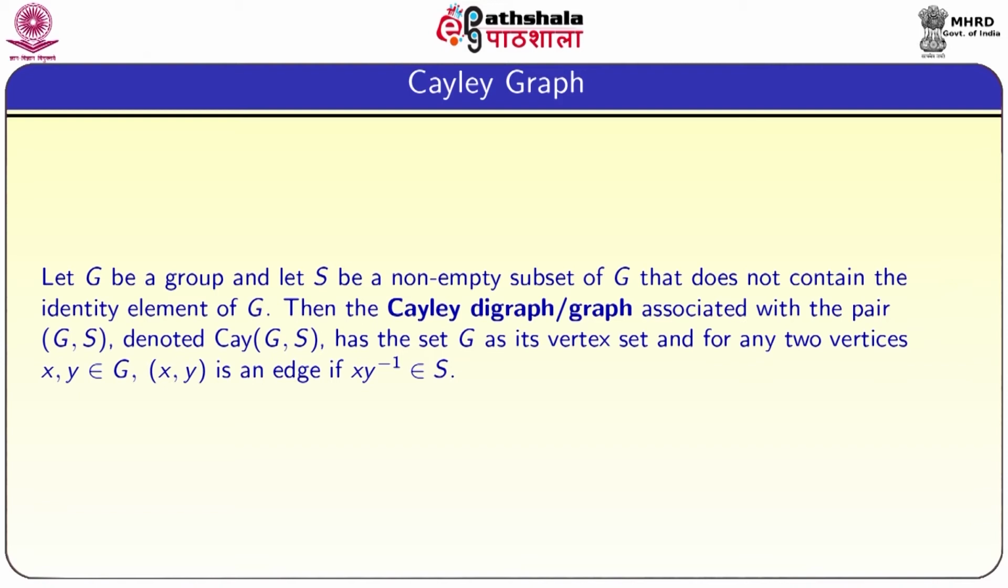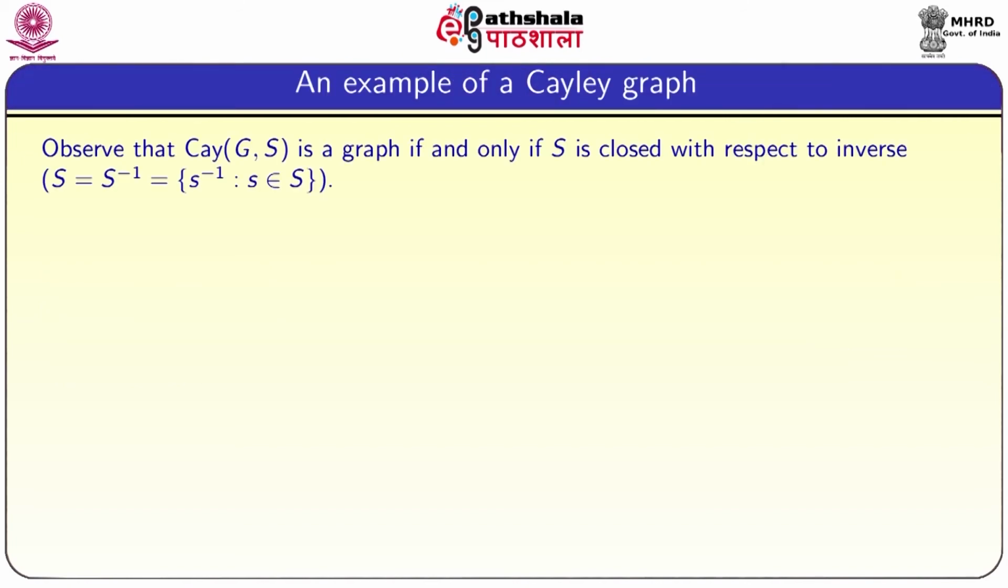Since G is a group, we can define x times y inverse. If that again belongs to the set S, then we say that there is an edge between those two. Before going to an example of a Cayley graph, observe that depending upon the set, the graph may be a directed graph or an undirected graph. Observe that a Cayley graph is a graph only if S is closed with respect to inverses, that is S equals S inverse. That is, if small s belongs to S, then s inverse also belongs to S. In this case only it is going to become a graph.